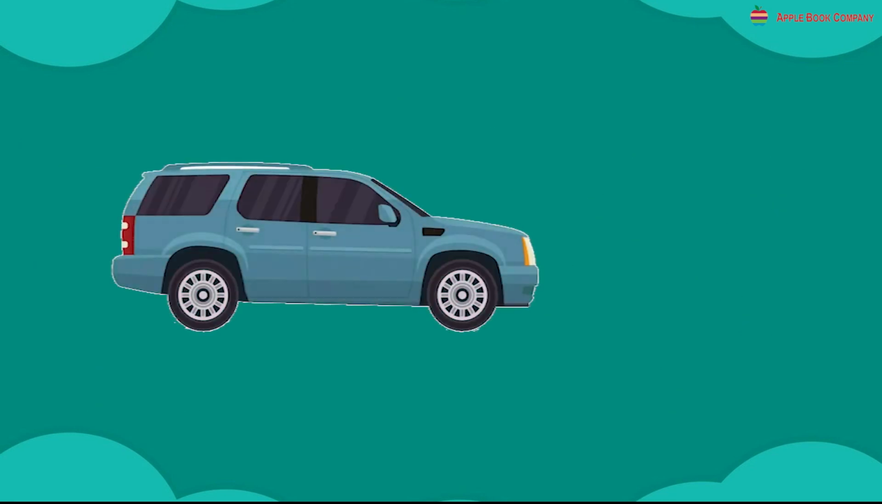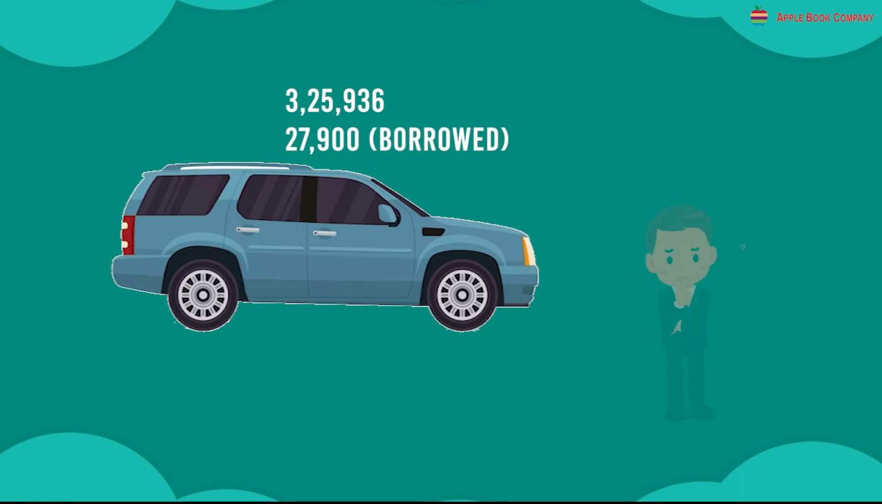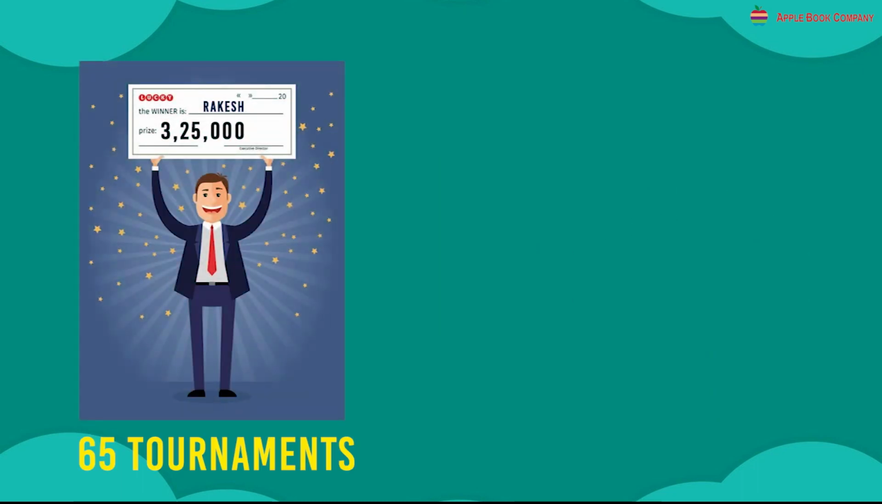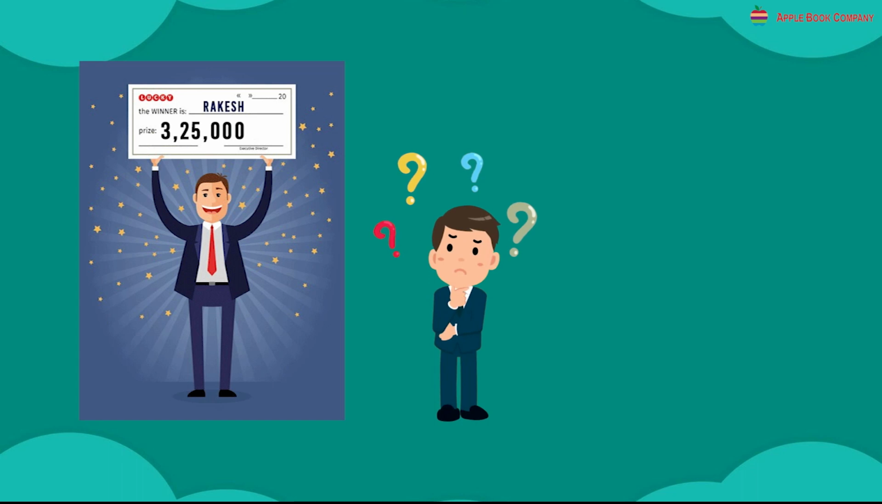Mr. Negi had 3,25,936 to buy a new car. He borrowed 27,900. How much did the car cost? Next, Rakesh won 65 tournaments. The prize money totaled up to 3,25,000. If he received the same amount at every tournament, how much did he earn per tournament?